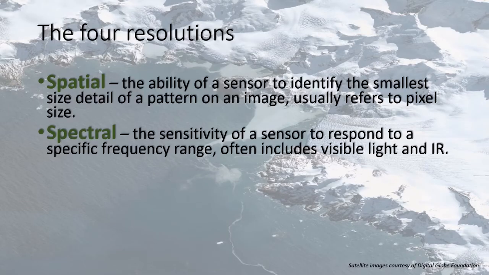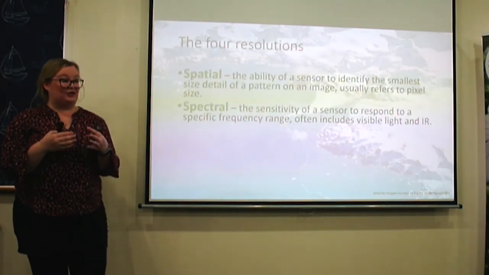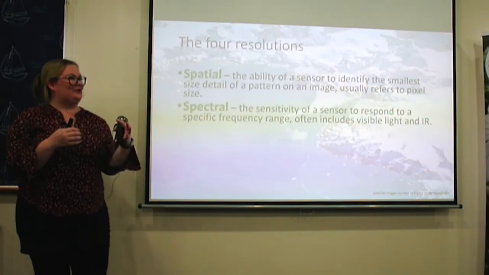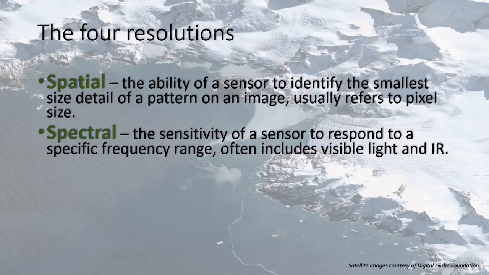You have spectral resolution. Going back to the electromagnetic spectrum, this is all about how many components of the spectrum the sensor measures. So does it just measure light in the visible part, or does it measure light beyond the visible? That's what we call spectral resolution.